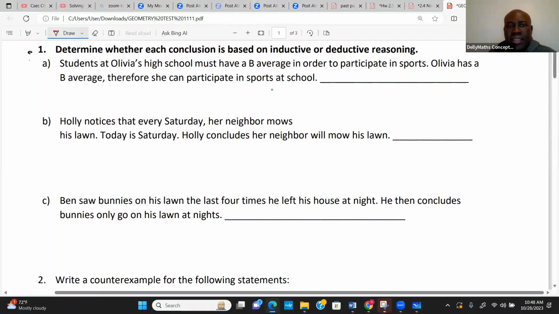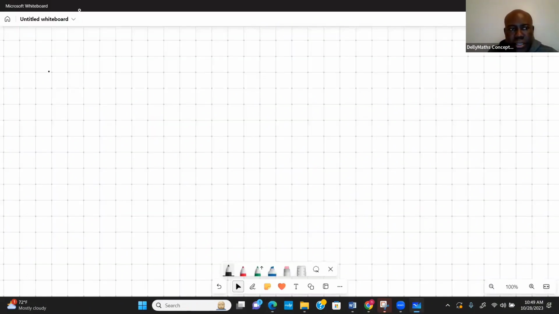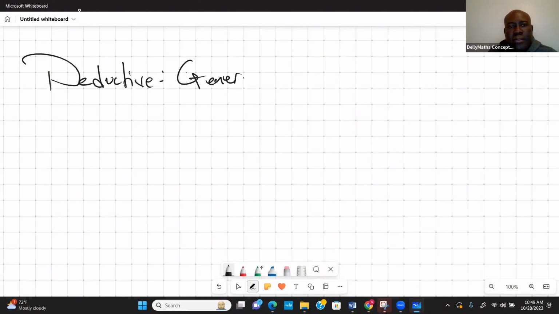We're going to be looking at deductive or inductive reasoning. That's what we're going to be looking at right here. So let's take a quick look. When we talk about deductive reasoning, we're going to be moving from general to specific. With deductive reasoning, we will have a general case that we're going to end up getting specific about in the end.